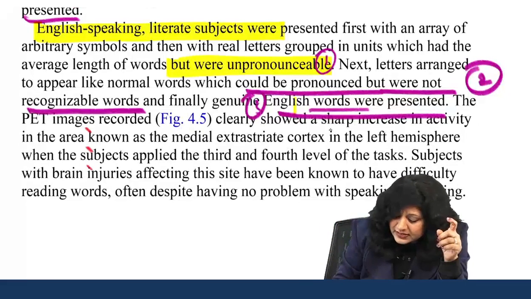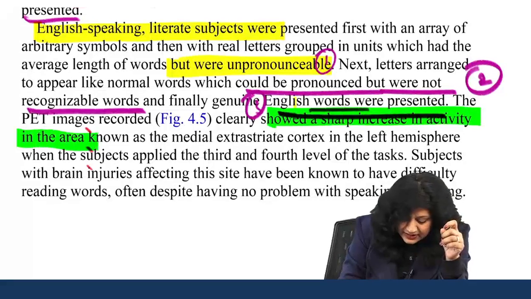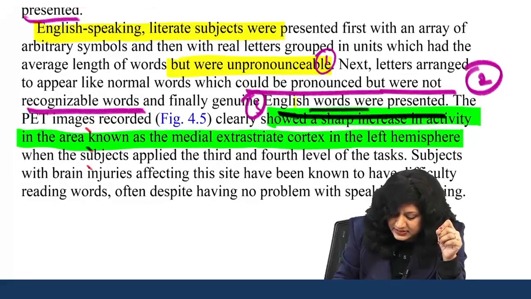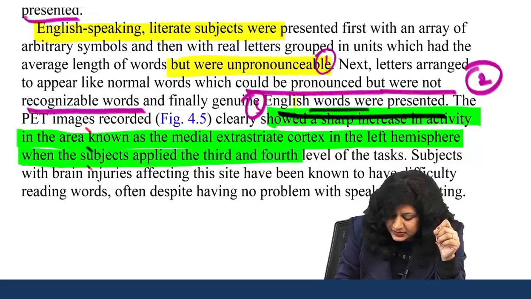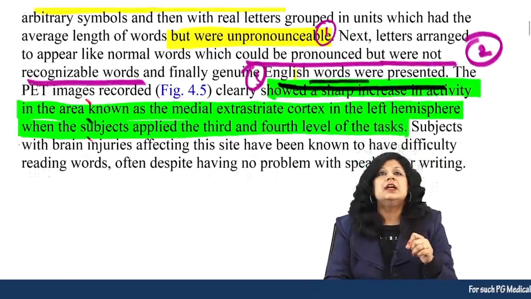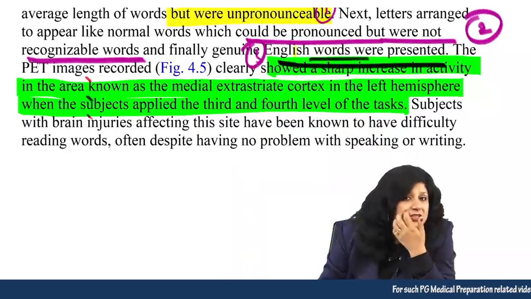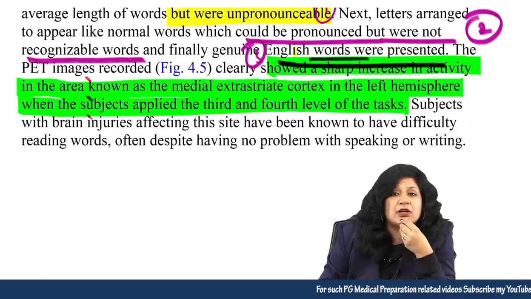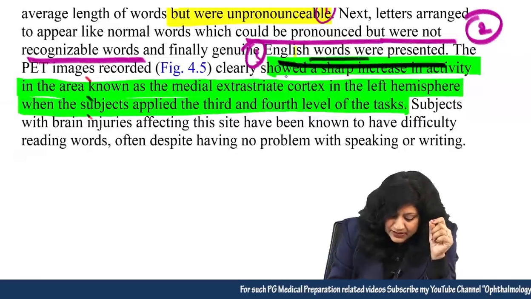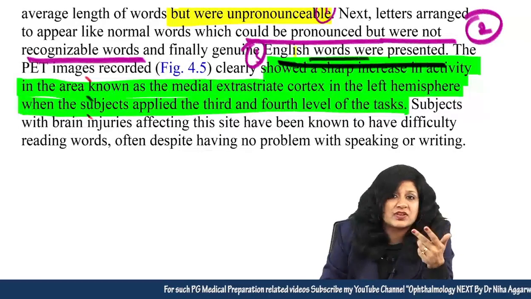It clearly showed that there was a sharp increase in the activity in the area known as the medial extrastriate cortex in the left hemisphere when the subjects applied the third and fourth level of the task. So whenever the subjects are given more complex tasks, the third and fourth level of tasks, then we were getting a sharp increase in this activity, which is called the extrastriate area of the cortex.